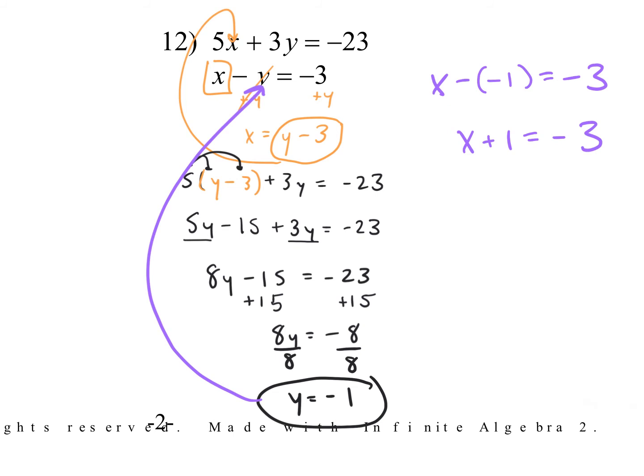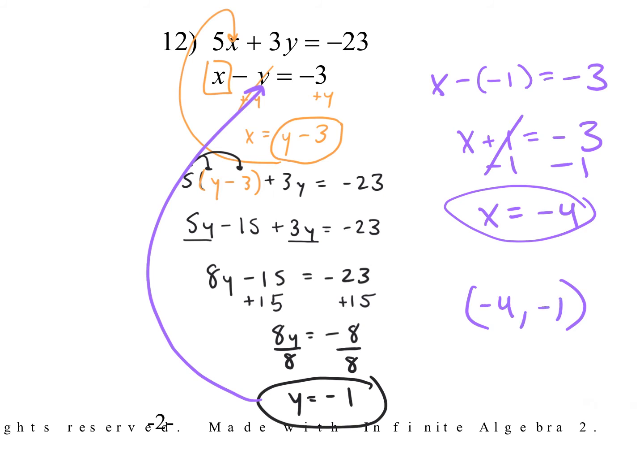Cancel out the 1 and put it to the negative. How do you cancel out the 1? What do I need to do? Minus 1. So then it cancels. So what's x equal to? Negative 4. Awesome, negative 4. So I have my x and y. How do I write the answer? Negative 4 comma negative 1.